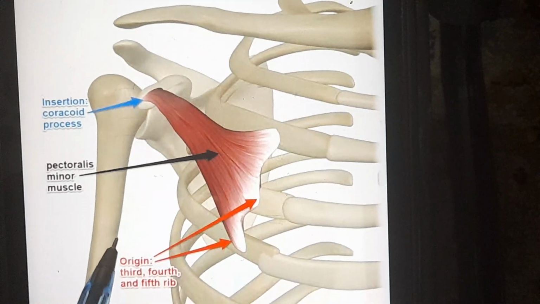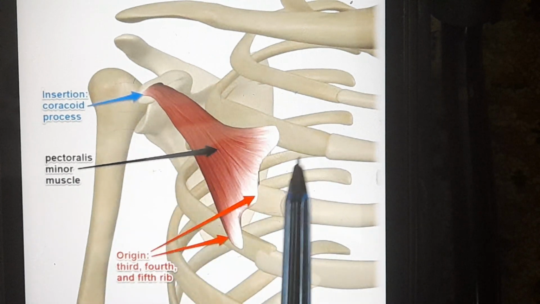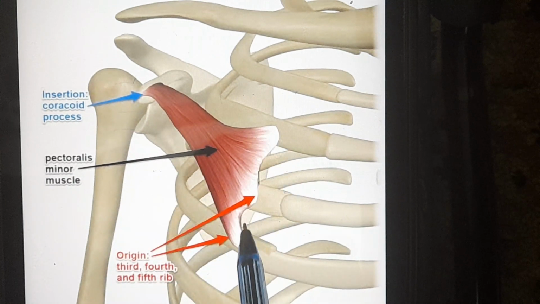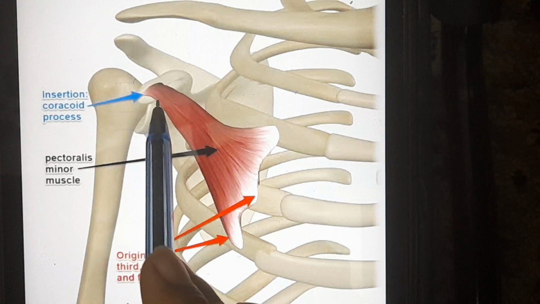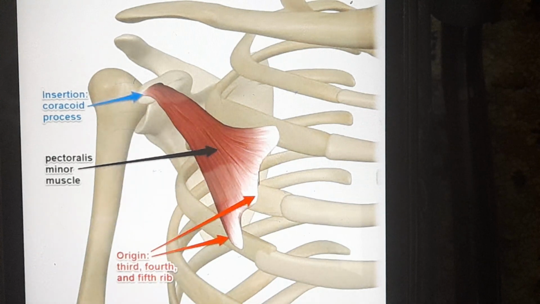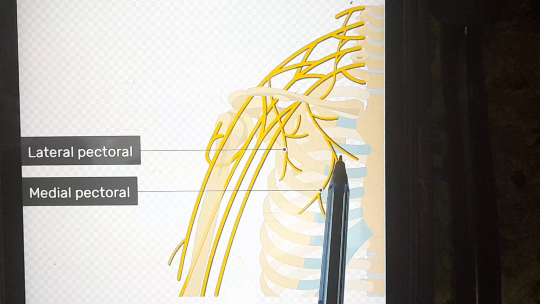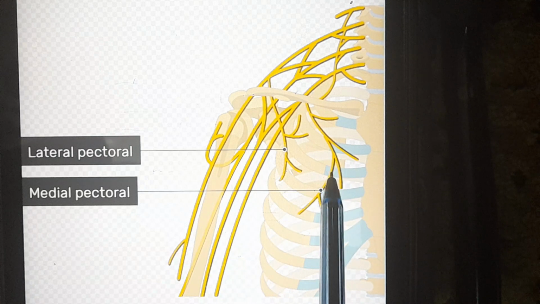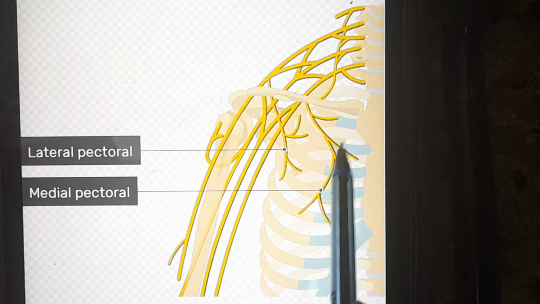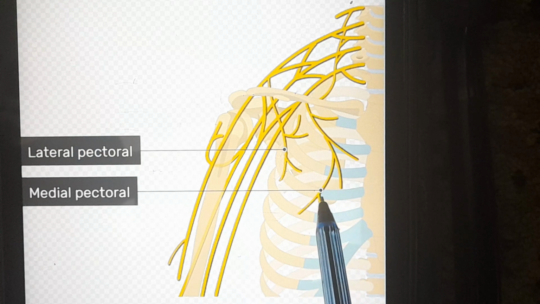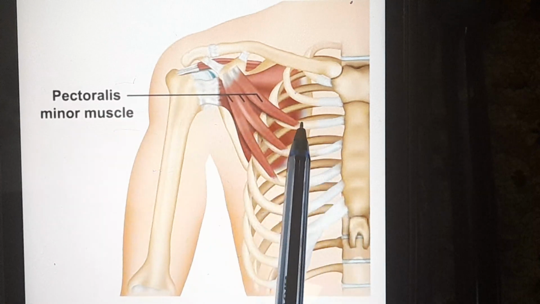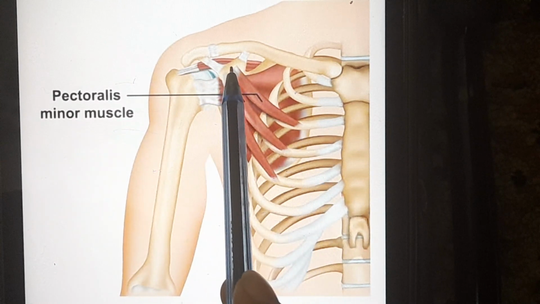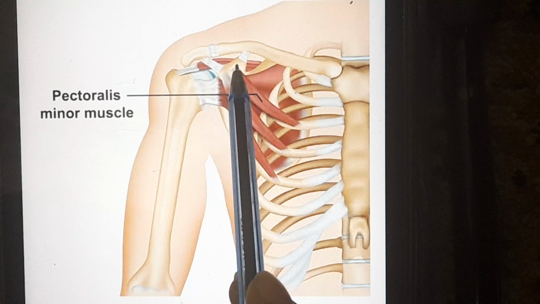Second muscle over here is the pectoralis minor muscle, having its origin from the third, fourth and fifth rib outer regions. Insertion is on the upper and superior surface of the coracoid process of the scapula. Since the pectoralis minor has its origin from the third, fourth and fifth ribs, the nerve supply would be the medial pectoral nerve.